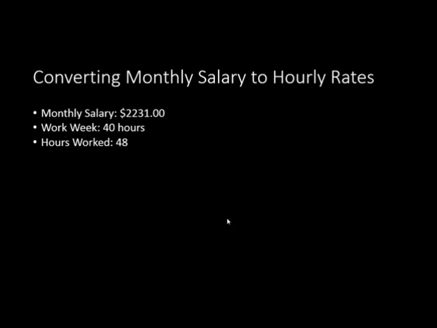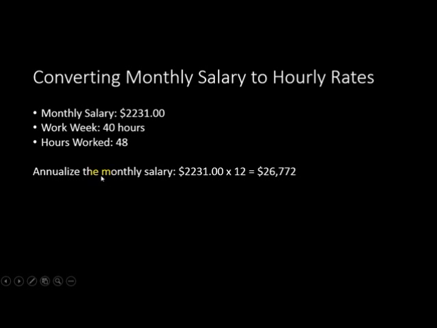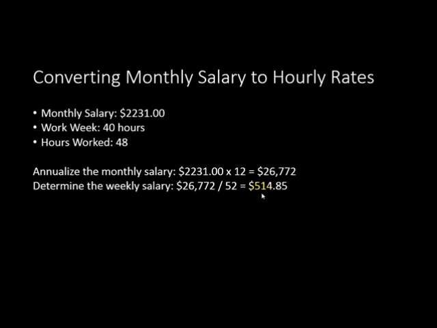To convert monthly salary to hourly rates, we will need to annualize the monthly salary of $2,231 multiplied by 12 gives us an annual salary of $26,772. We will then determine the weekly salary by dividing by 52. That gives us $514.85. We will then determine the hourly rate divided by 40 gives us $12.87 per hour.